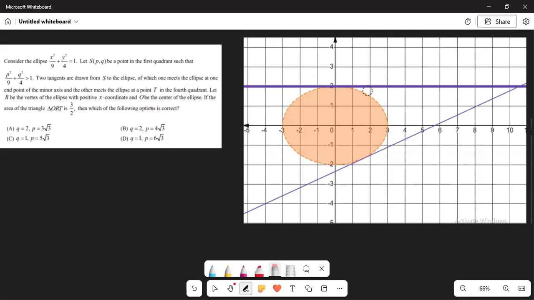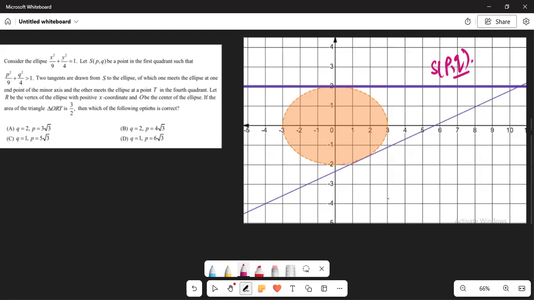And we have a point S (p, q) given in the first quadrant. So there we have three cases. Either the point is lying in the ellipse or on the boundary or outside the ellipse.